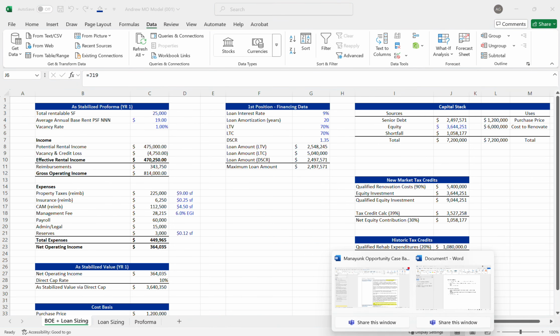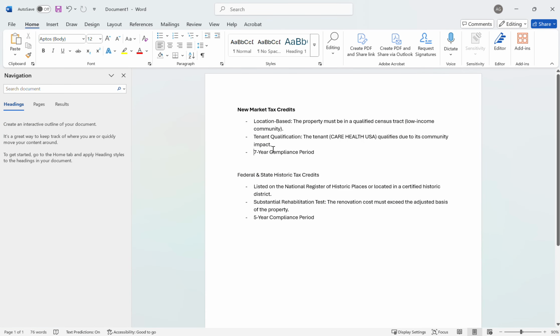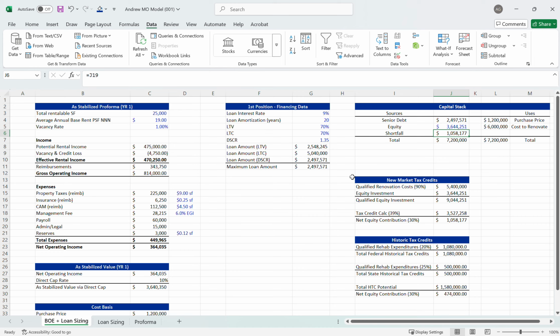Now, as far as the different terms and timelines, new market tax credits have a 7-year compliance period, and federal and state historic tax credits have a 5-year compliance period. Arguably, you'd want to go for the 5-year period, but this project won't be feasible unless we probably accept the 7-year compliance period. I'm running out of time, so those are my thoughts.